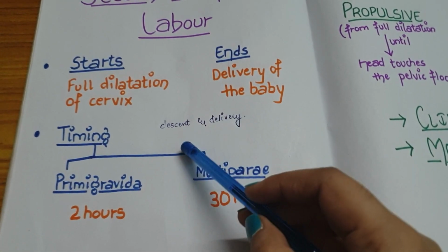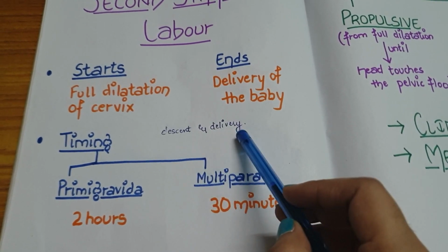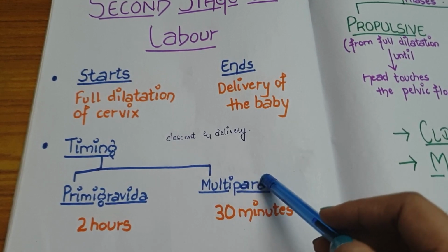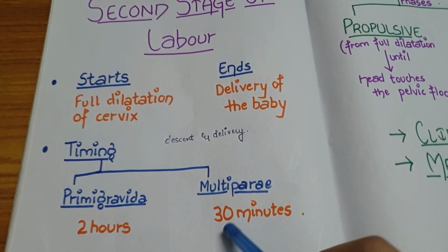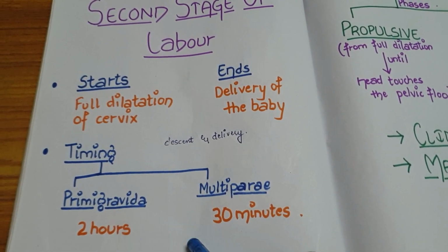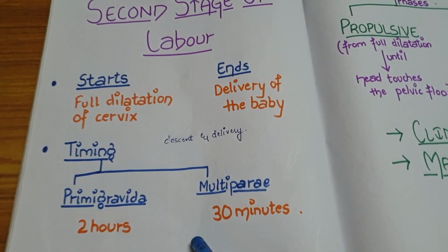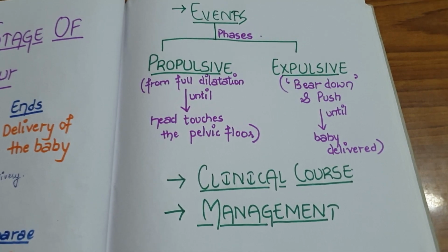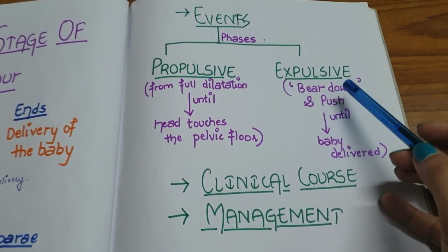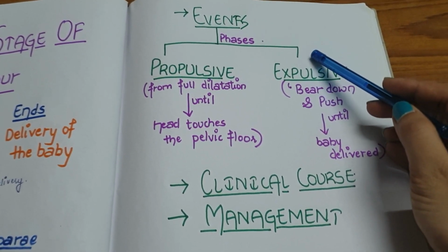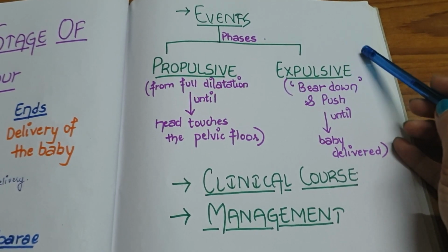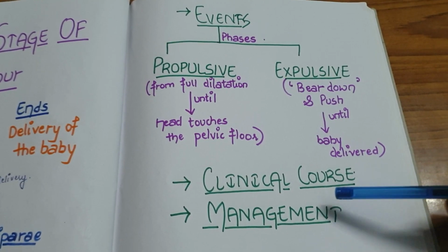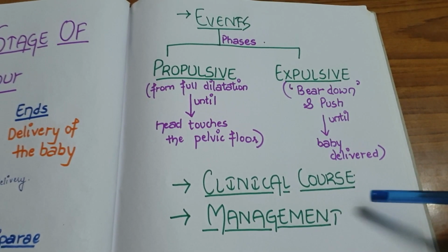Next is the timing. The timing of the second stage of labor in primigravida is 2 hours, and in case of multipara it is 30 minutes. It means it takes 30 minutes from the full dilatation of the cervix till the delivery of the baby. Under the second stage of labor we cover 3 things: the events which take place during the second stage of labor, the clinical course, that is the signs and symptoms, and the management of the second stage of labor.